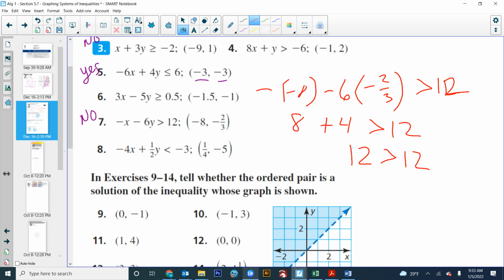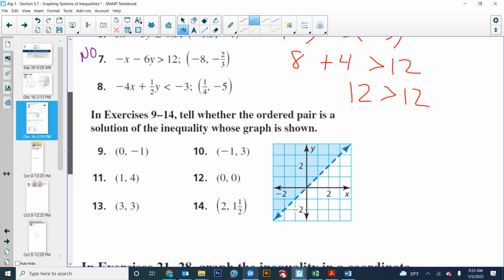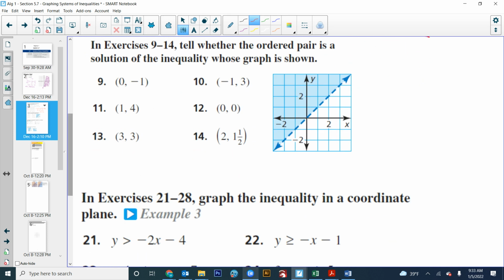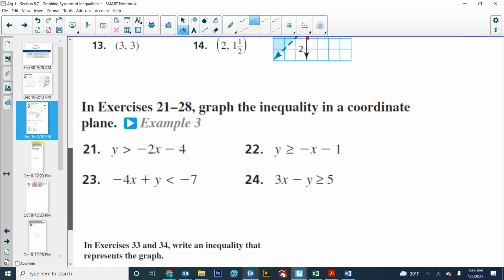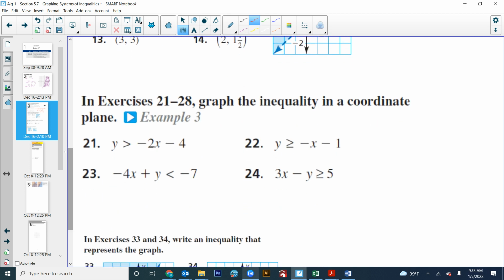You okay? Good. 9 and 11 here. 0,-- is here. Guys, is that in the shaded area? Not a solution. What's 11? 1, 4? 1. 1, 4 is, so that is a solution. Guys, listen. The shading, that's what these are all about. Graphing these.